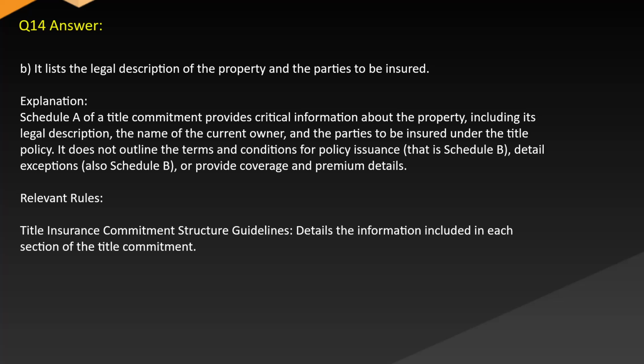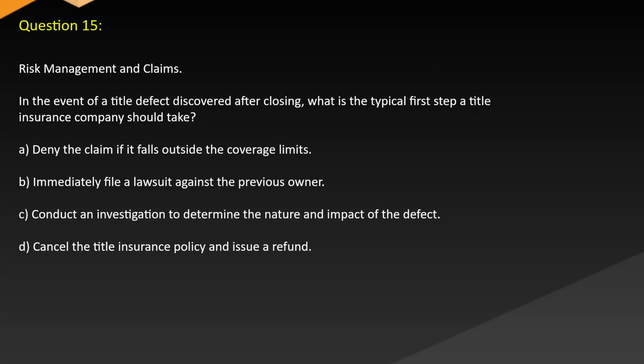Explanation: Schedule A of a title commitment provides critical information about the property, including its legal description, the name of the current owner, and the parties to be insured under the title policy. It does not outline the terms and conditions for policy issuance, that is Schedule B, detail exceptions, also Schedule B, or provide coverage and premium details. Relevant rules. Title insurance commitment structure guidelines detail the information included in each section of the title commitment. Question 15. Risk management and claims.